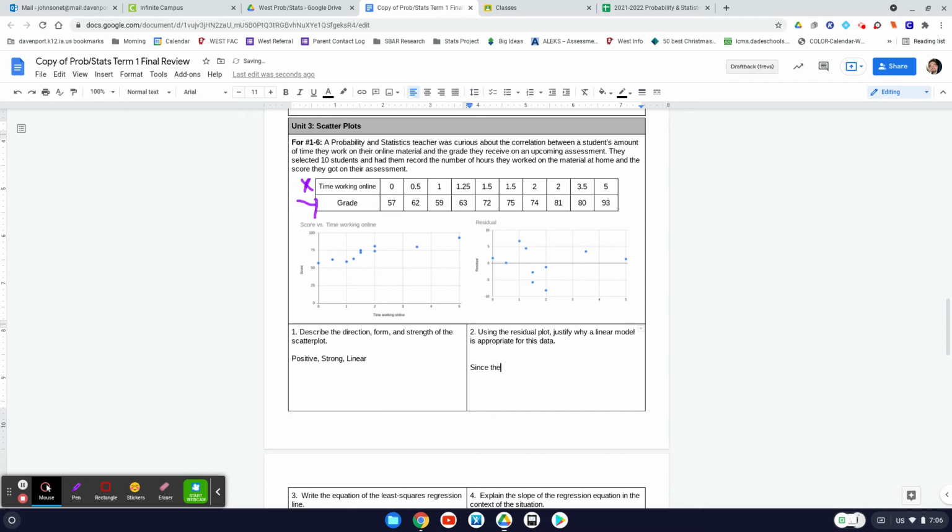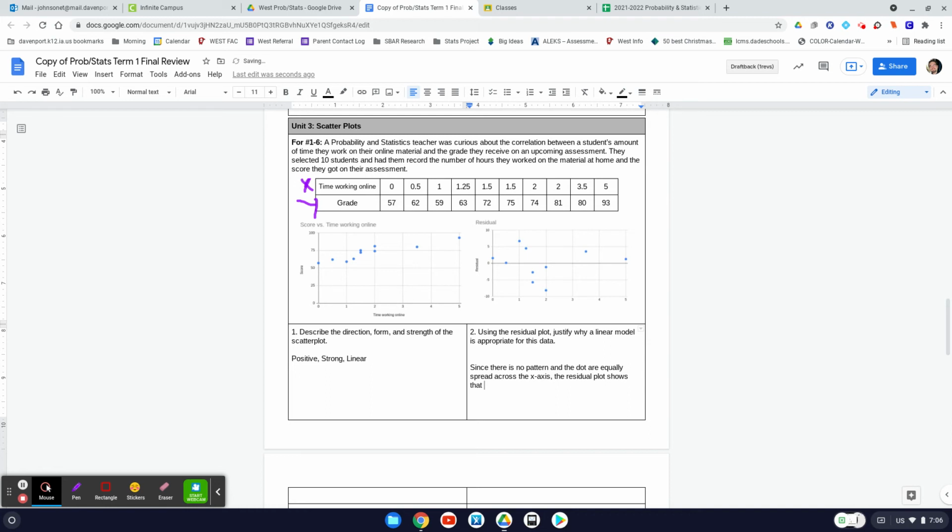So, since there is no pattern, and the dots are equally spread across the x-axis, the residual plot shows that a linear model would be accurate.